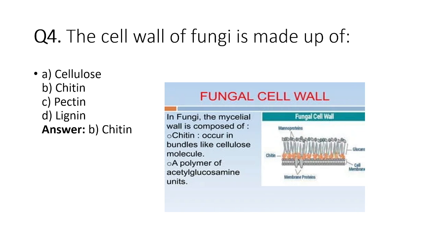Chitin provides structural support and rigidity to the fungal cell wall. Rigidity is nothing but the stiff, inflexible, unbent nature of the cell wall. Okay, chitin is also useful for cell attachment and tissue development.